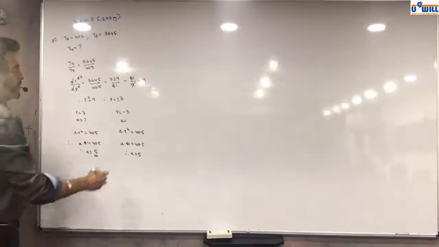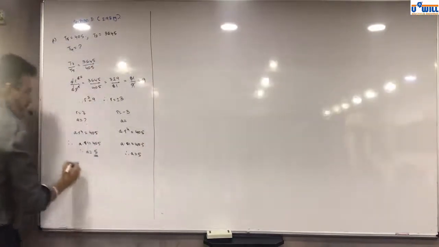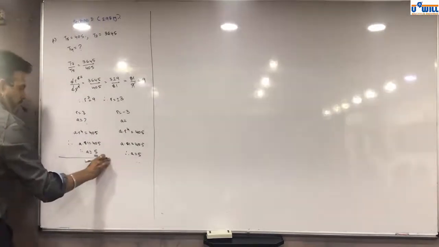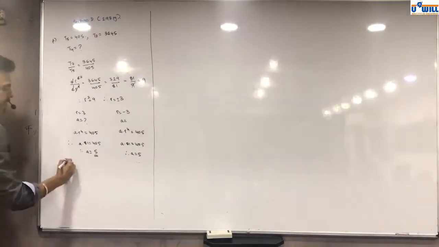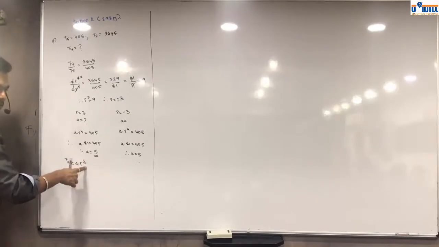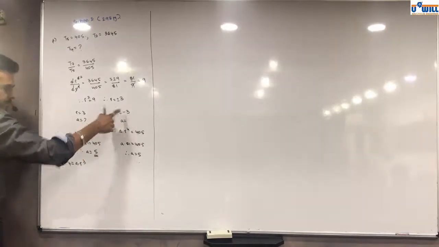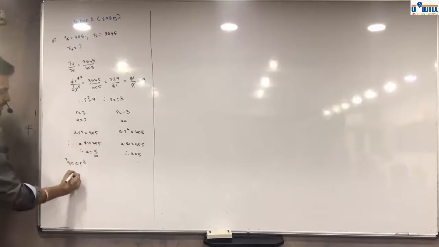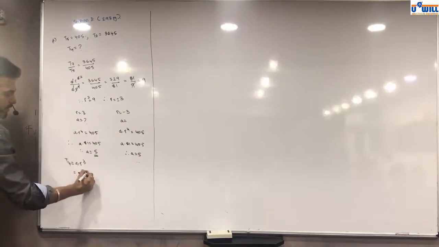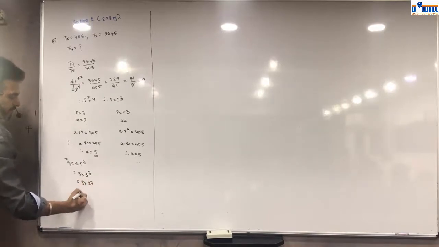Now what we have to find is T4. T4 is equal to A into R raised to 3. Now it is R raised to 3, so we have to take R is equal to 3 and R is equal to minus 3. So first we solve R is equal to 3. So 5 into 3 raised to 3, which is 5 into 27, which is equal to 135.